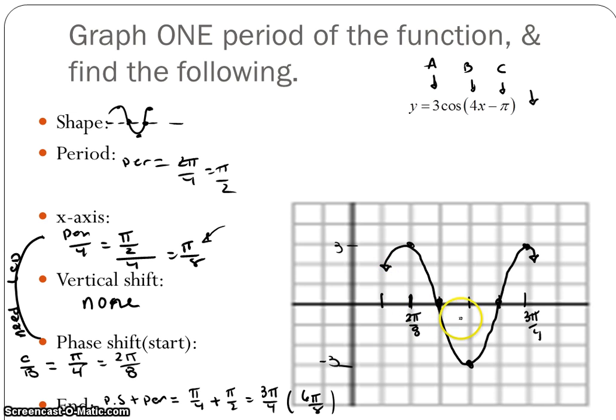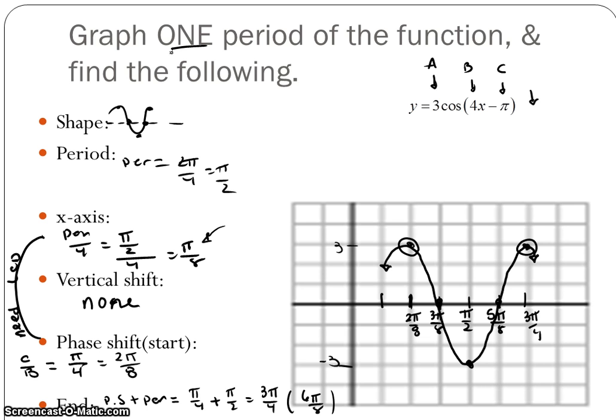And I'm going to complete filling out my x-axis for my key points. I have 2 pi over 8, 3 pi over 8, 4 pi over 8, which is pi over 2, 5 pi over 8, and 6 pi over 8, or 3 pi over 4. So that is one period of cosine from the start to the end. We wanted to graph one period.